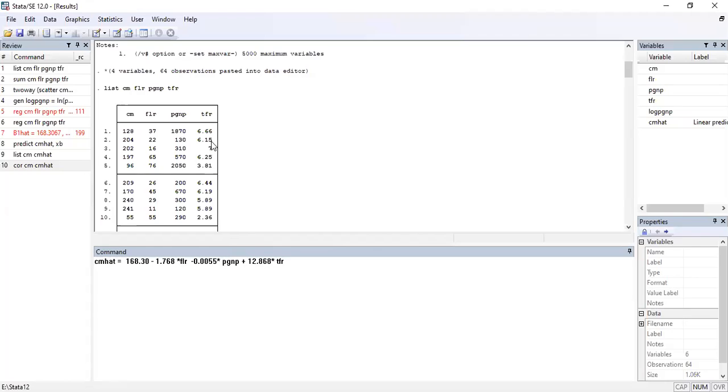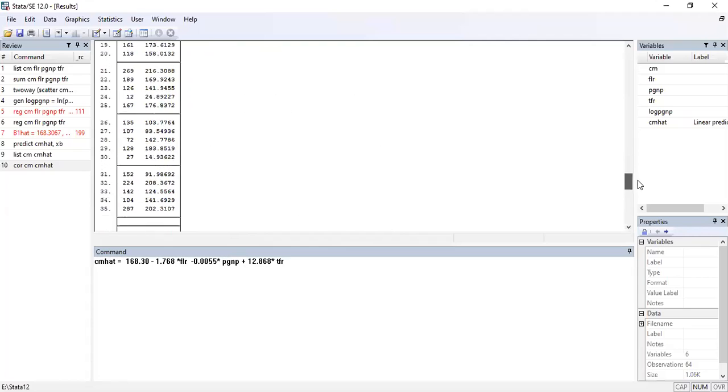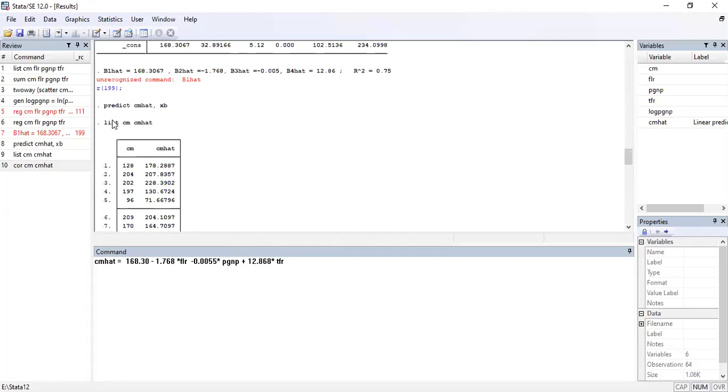Professor, can you explain the command you wrote, predict CM hat? That is just a prediction. Predict is the command word. Then whatever you want to call it, you write it here. I want to call it CM hat, so I wrote CM hat, a comma here. Then this is from Stata: XB.